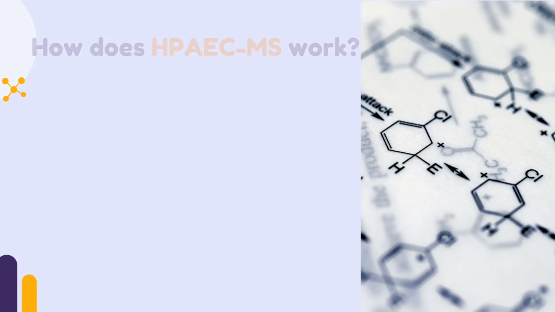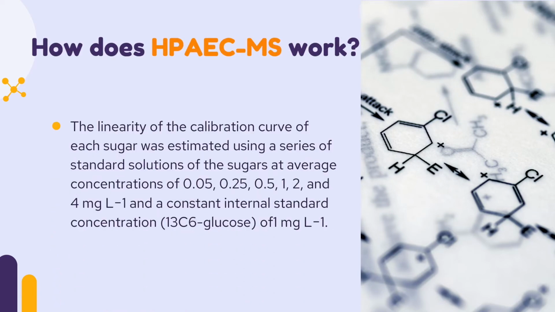Moving on to the next point, we have to know that the linearity of the calibration curve of each sugar was estimated using a series of standard solutions of the sugars at average concentrations of 0.05, 0.25, 0.5, 1, 2, and 4 milligrams per liter to the power of minus 1. What we know here is that these numbers are used to compare the results between the standard solutions. They are used to compare the graph that we will get with the concentrations we have.